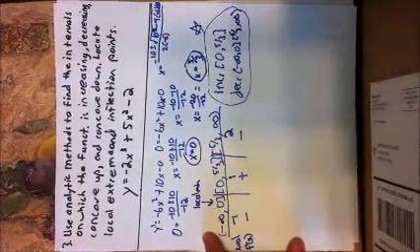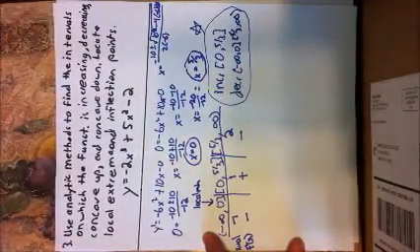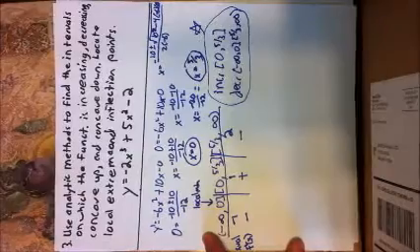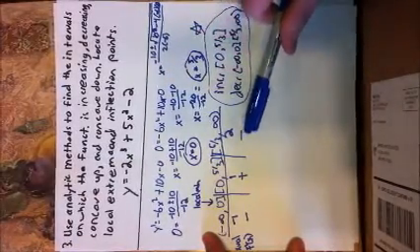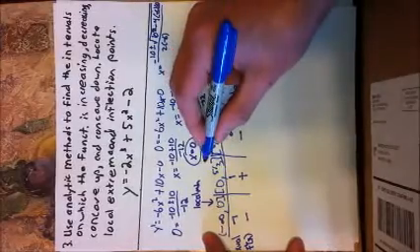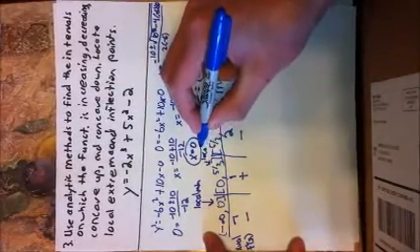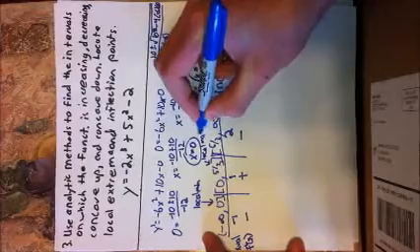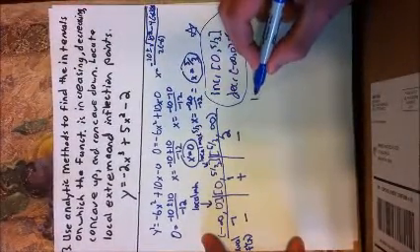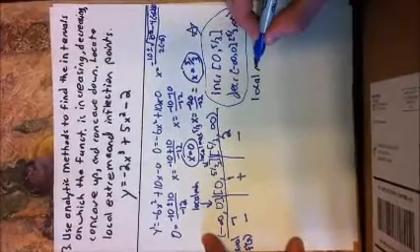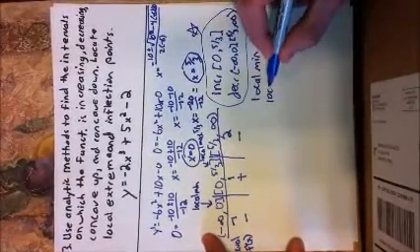It's the local max when it goes from a positive to a negative. Again, examining the data, negative to positive, positive to negative. It goes from a positive to negative at 5/3. So it's a local max at 5/3.